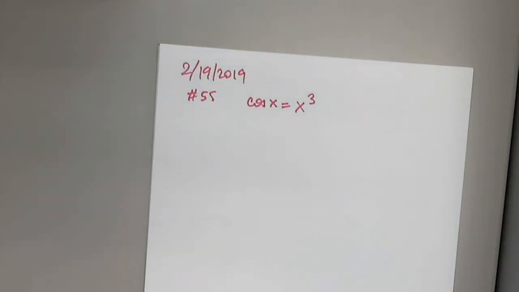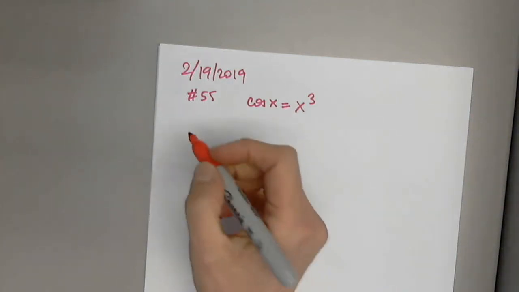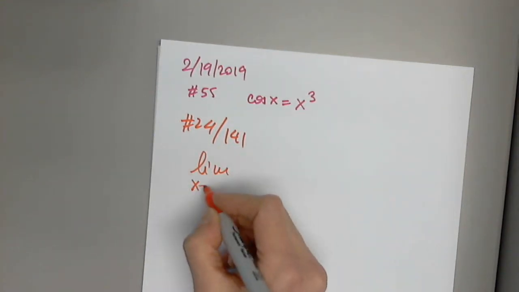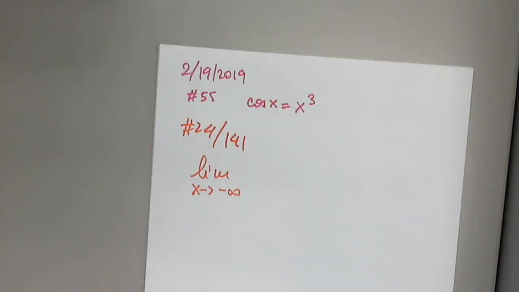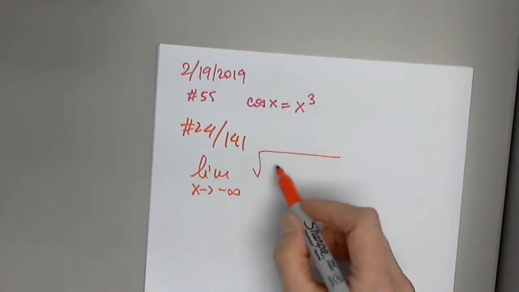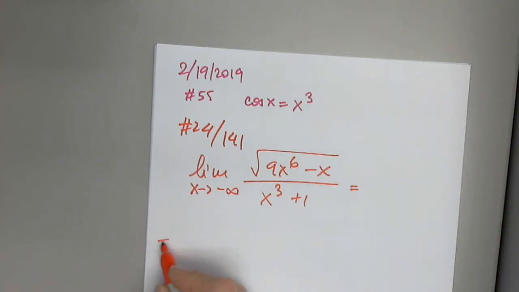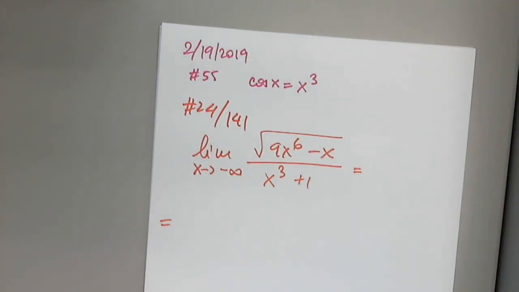Is this okay now? Yeah. Okay, so let's do 24. Page 141. In 24, we have the limit as x approaches negative infinity. This is very similar to the long problem we did, which was 26. But let's see one like this. The square root of 9x to the 6 minus x, and everything divided by x cubed plus 1. Okay, what is the first step? Rationalize. The first step is to check what it is.